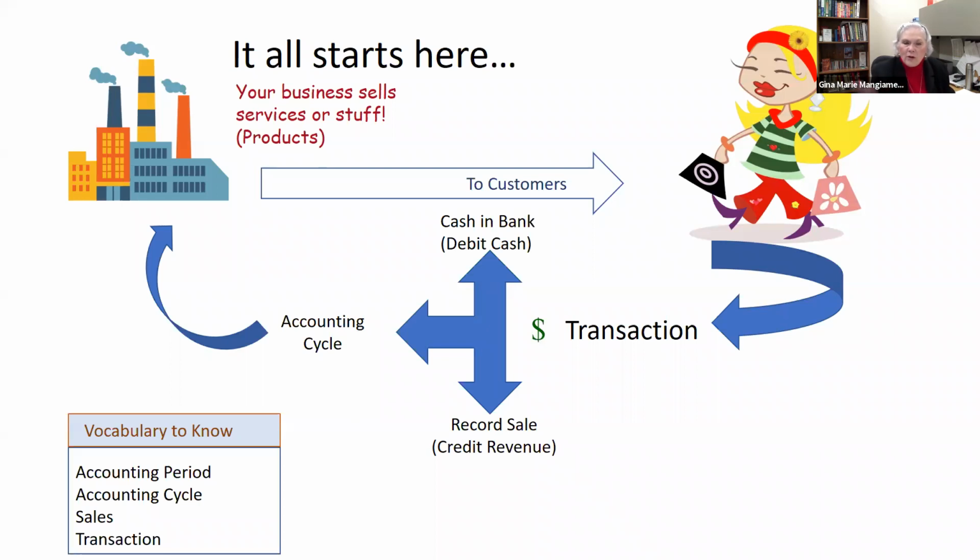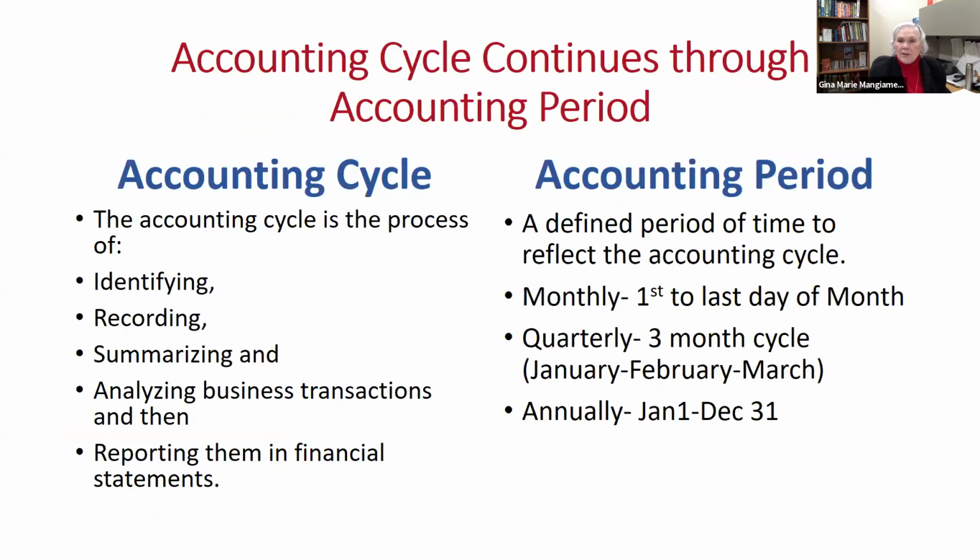That whole process continues for a period of time, which we call the accounting period, and the accounting function will cycle as well. We'll have sales and transactions, and it all gets wrapped together. So the accounting cycle continues through an accounting period. Let's take a look and define what that accounting cycle is.